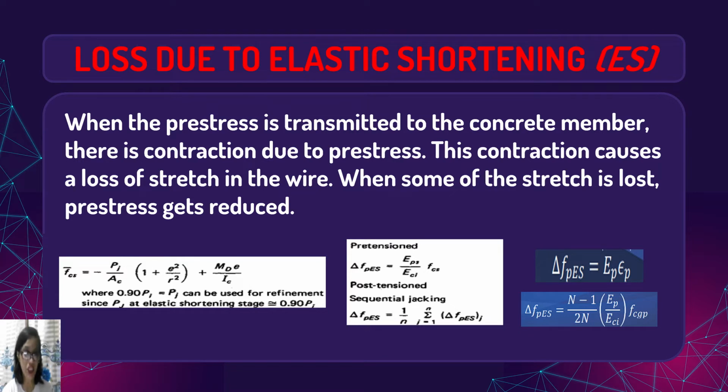And for pre-tensioned, when tendons are cut, the concrete shortens by a certain amount, while in post-tensioning, as concrete is already hardened, after cutting the tendons, the concrete doesn't shorten. So basically, it represents that there is a change in strand stress due to elastic shortening equal to the strand strain multiplied by the steel elastic modulus.